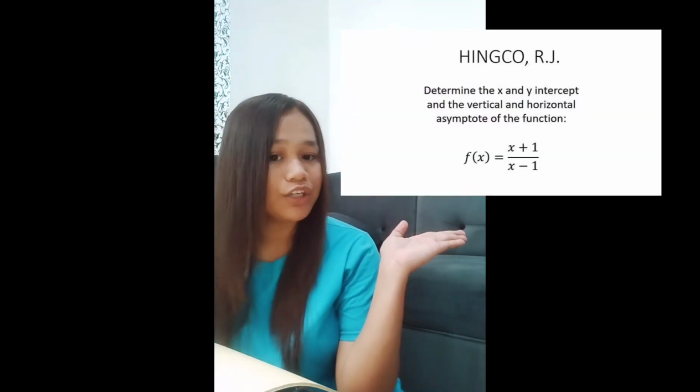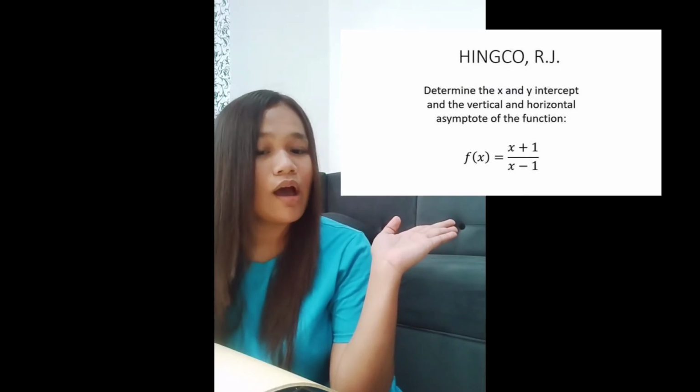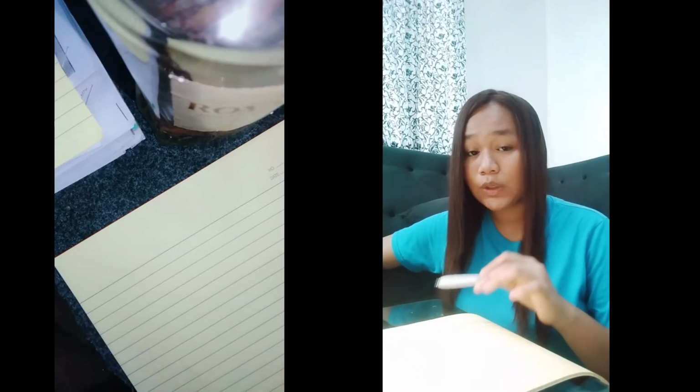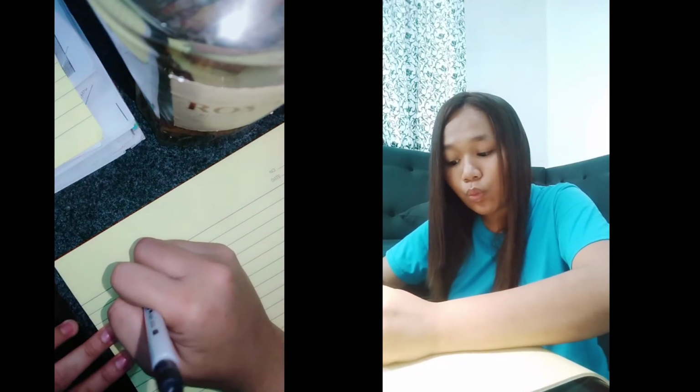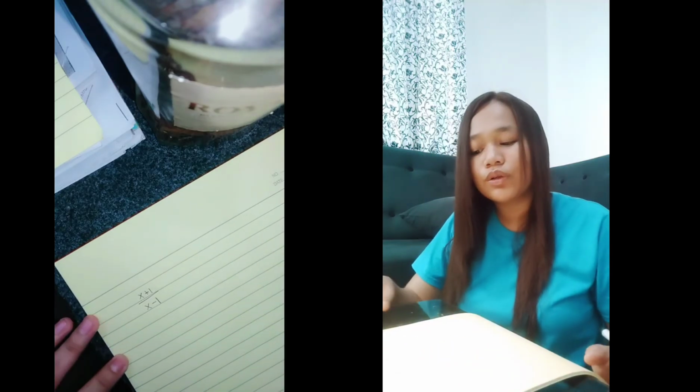So our problem is a rational function. It is x plus 1 over x minus 1. We're going to find its x-intercept, y-intercept, vertical asymptote and horizontal asymptote. So let's start. We're going to write down the problem here, which is x plus 1 over x minus 1.